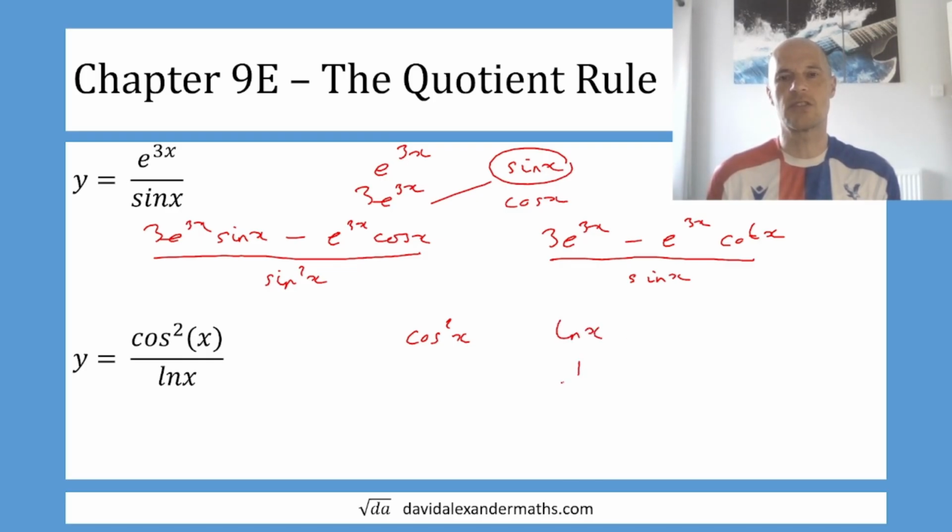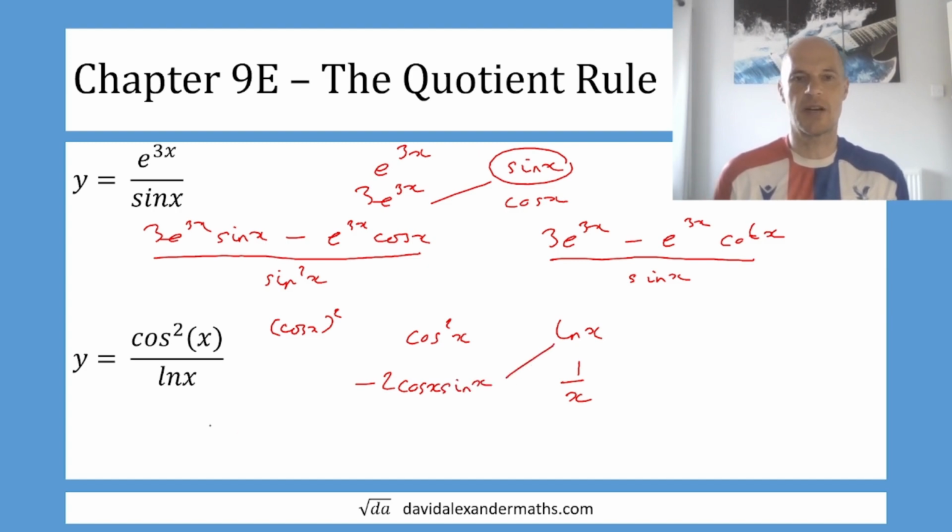The derivative of ln x is 1 over x, and the derivative of cos squared x, remember that that is the cos of x all squared. So power comes down to the front, reduce the power by 1, so cos x to the power of 1, multiplied by the derivative of cos x, which is negative sine x. There we go. So this one's probably going to be quite ugly. Let's combine it as we normally do.